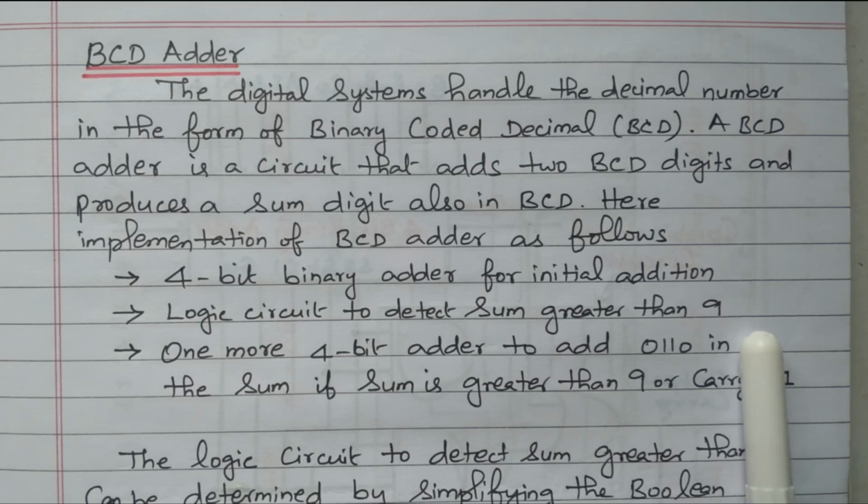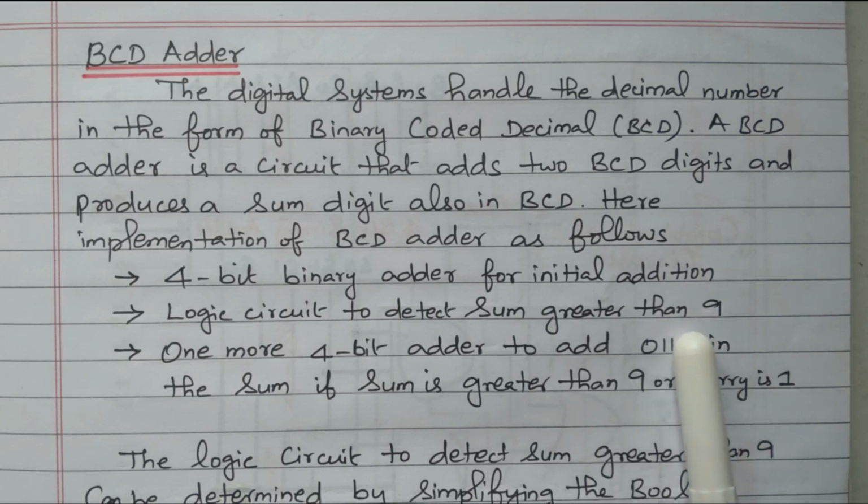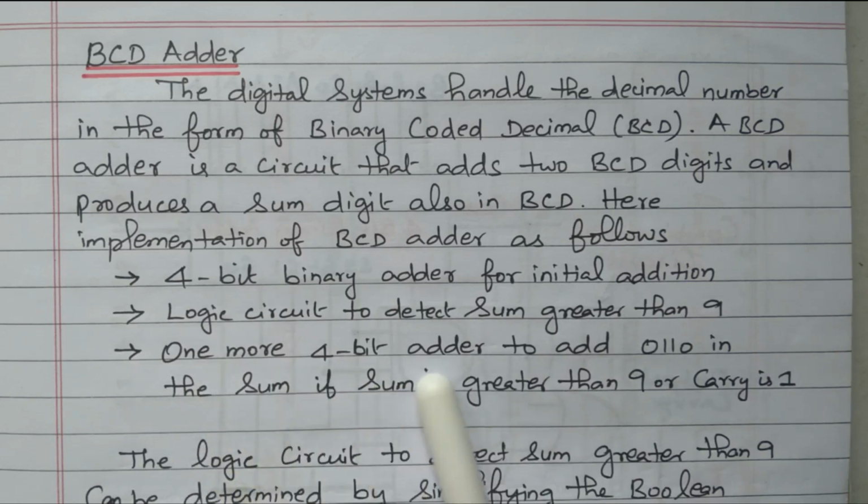Right? So we need to go for another method if the number is greater than 9. If it is less than 10, that is from 0 to 9, no problem. From 0 to 9, each digit is represented by 4 digits. For greater than 9, that means 10, 11, 12, we need 2 different 4-digit groups. So we need to detect whether the sum is greater than 9. Suppose the sum is greater than 9, we need one more 4-bit adder to add 0, 1, 1, 0. That is nothing but 6.